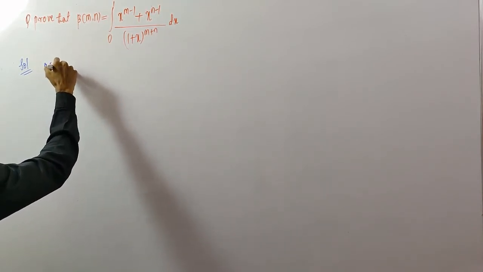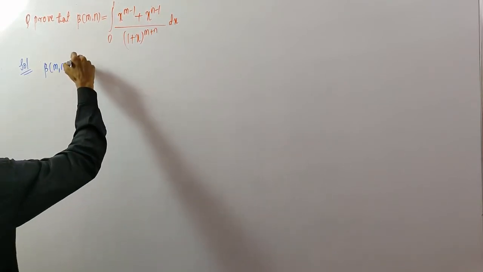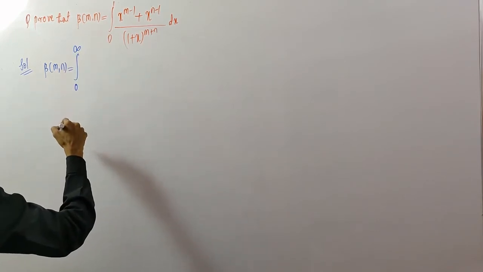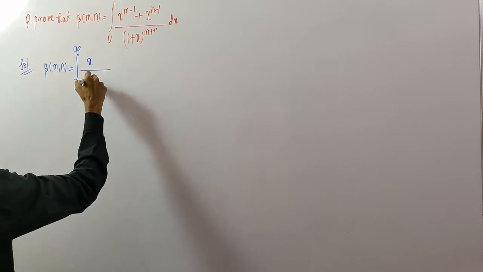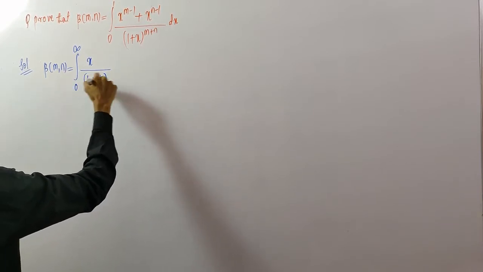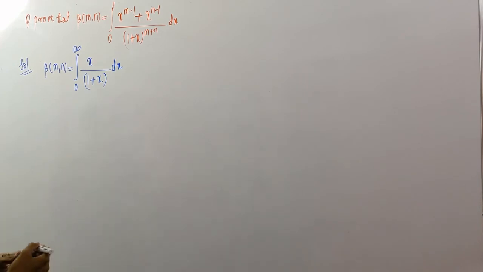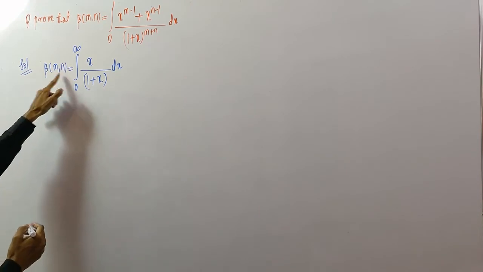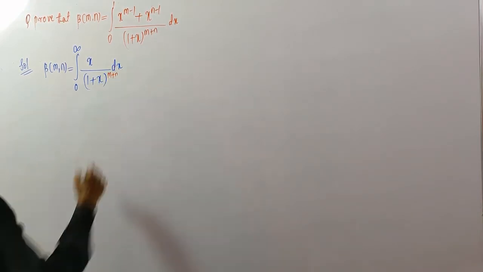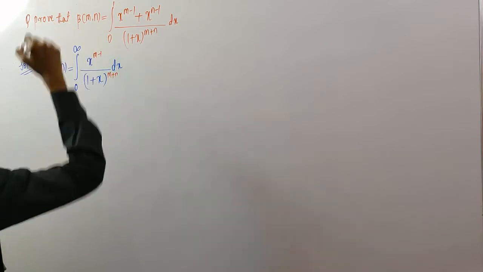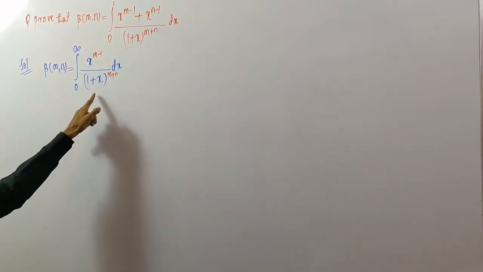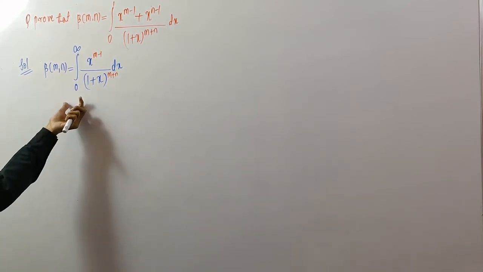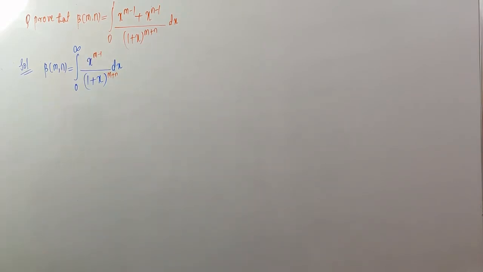We know that beta of m comma n can also be written as integral 0 to infinite of x power of m minus 1 divided by 1 plus x whole power of m plus n dx. Here the power of 1 plus x will be the sum of these two values, m plus n, and in the numerator I can take m minus 1 or n minus 1. Just now we have proved this relation of beta m comma n. Now using this relation we can prove this.